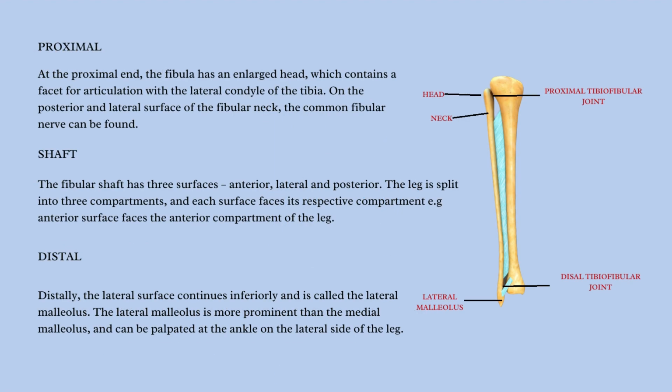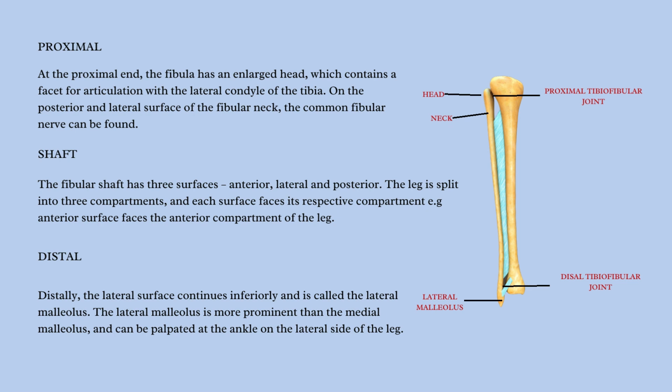At the proximal end, the fibula has an enlarged head, which contains a facet for articulation with the lateral condyle of the tibia. On the posterior and lateral surface of the fibular neck, the common fibular nerve can be found. The fibular shaft has three surfaces: anterior, lateral, and posterior. The leg is split into three compartments, and each surface faces its respective compartment. Example: the anterior surface faces the anterior compartment of the leg. Distally, the lateral surface continues inferiorly and is called the lateral malleolus.